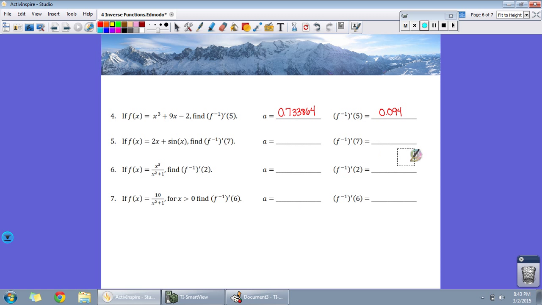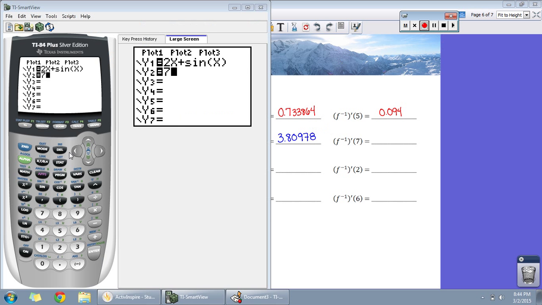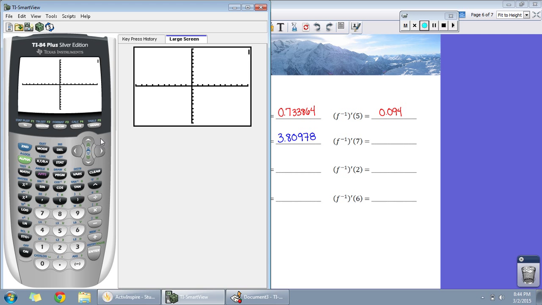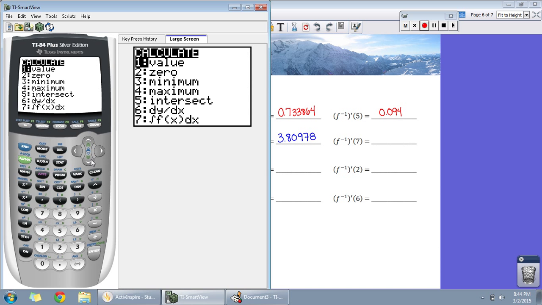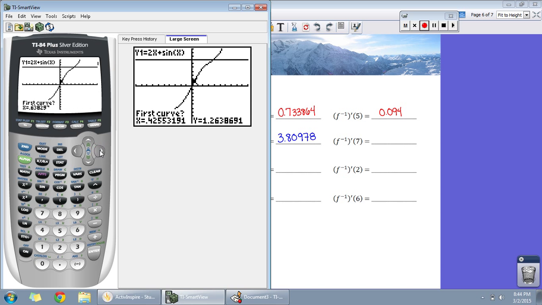Okay, these are all incredibly similar. If you go through, again, we're graphing this, graphing the y value 7, and find where it intersects. Should get that value. And that's easy enough to check, so we're going to graph those two functions. And we want to find the intersection point, so I'm going to go second trace for 5. Our first curve, we're going to go a little bit to the left of that intersection. Our second curve a little bit to the right of that intersection. And we get 3.8097834.